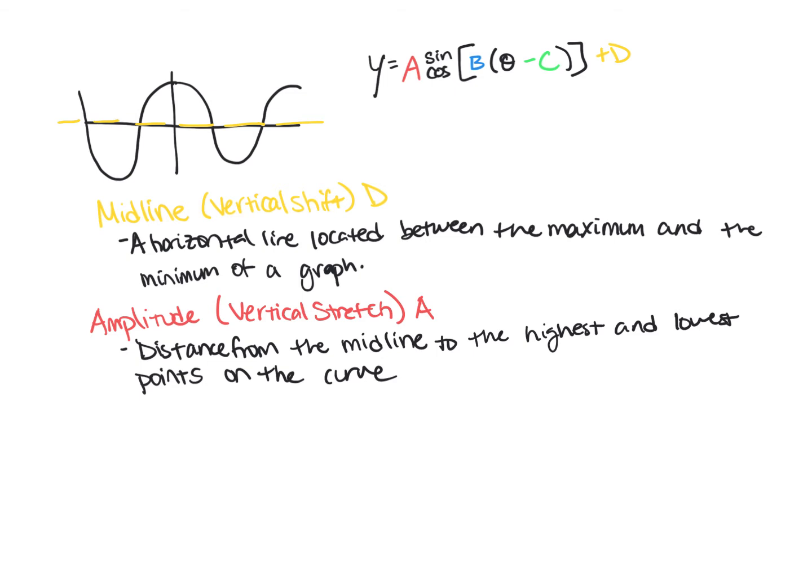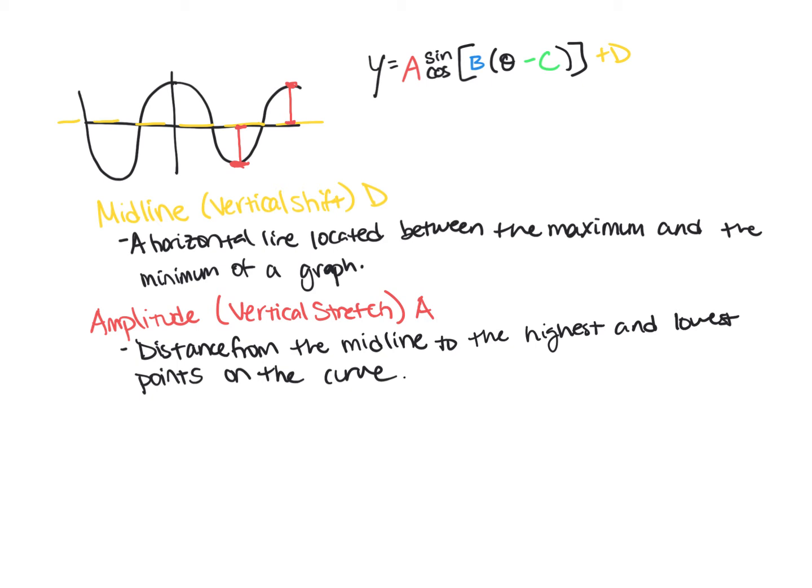So if you're looking for highest points, you could say our highest point is here, lowest point is here. I'm basically looking for the distance from the midline all the way down, or the midline all the way up. Because the midline is, as it states, in the middle, that distance is going to be the same. So our amplitude is going to be the same whether you're measuring from the middle down or from the middle up. So you only have to measure that once.